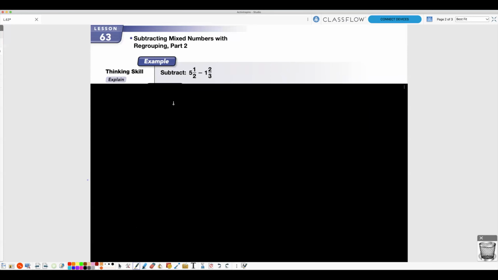So let's subtract 5 1/2 and 1 2/3. If you have two different denominators, it looks like I can multiply this one times 3 to get an equivalent mixed number with a denominator of 6. 5 and 3/6, since I have to multiply the numerator times 3. This one would be an equivalent with a denominator of 6 also. I'd have to multiply the numerator times 2. So this would become 4/6.